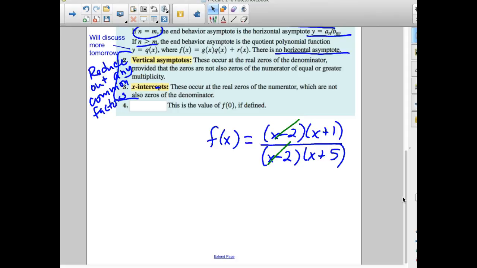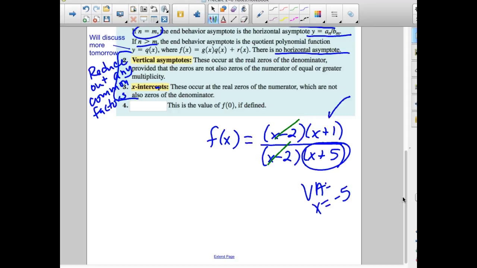All right? Then anything that makes the bottom 0 would be a vertical asymptote, and anything that makes the top 0 would be an x-intercept. Y-intercepts are found strictly by plugging a 0 in for all of your x's. And again, we'll look at more of that next week.